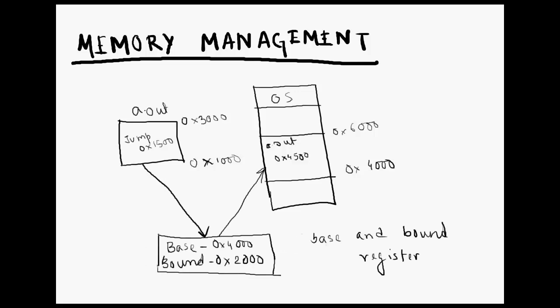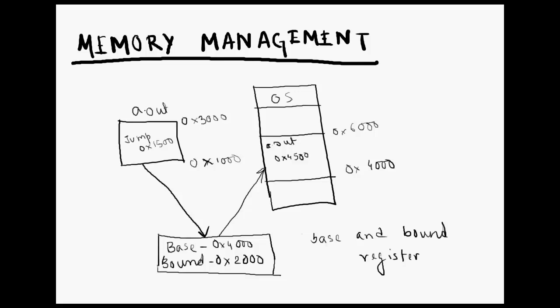One improvement that we can make on top of the basic load time linking scheme is a base and bound register approach. What is that? We can have two registers: one will store the base address for the program that we are going to run, and a bound register which will store how long the program is.